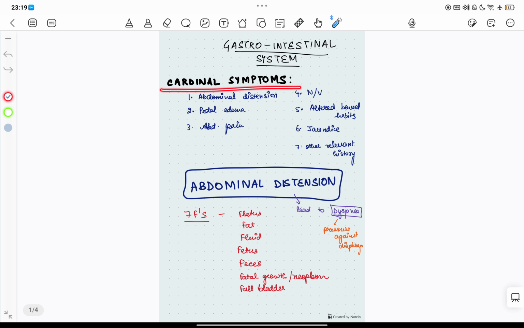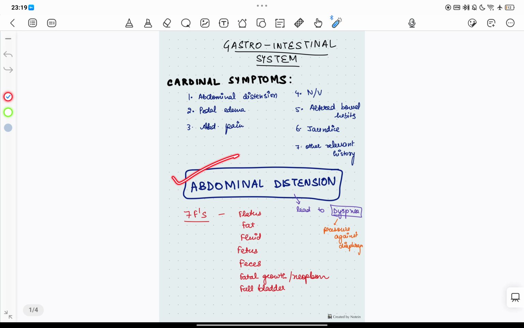Let's start with the cardinal symptoms. Basically there are 6 cardinal symptoms: abdominal distension, pedal edema, abdominal pain, nausea and vomiting, altered bowel habits, and jaundice. Other relevant history considers fever, loss of weight, halitosis, hiccups, or other history which the patient may suggest for hematemesis, melena, heartburn, dysphagia, constipation and diarrhea.